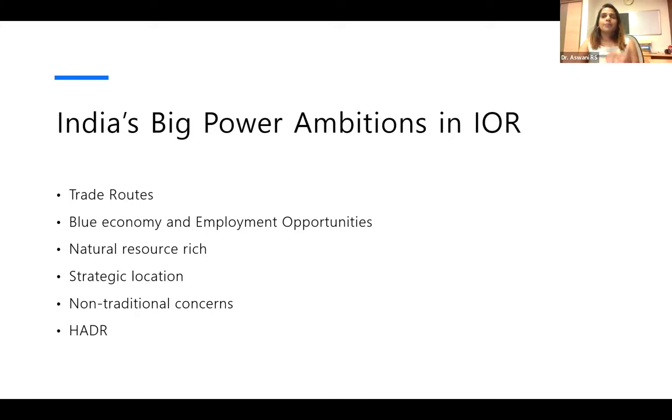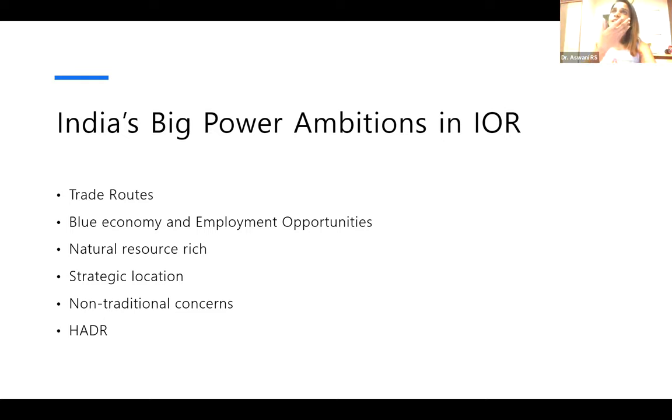Like one of the reasons why these colonizers reached India, including Britain, was because of the Indian powers here. I hope you can still see the screen. Okay, and so India has always been very continental in perspective, and India kind of ignored a lot of India's sea ambitions and sea powers and sea rules, right? So because of these continental considerations, it kind of affected India's big power ambitions.